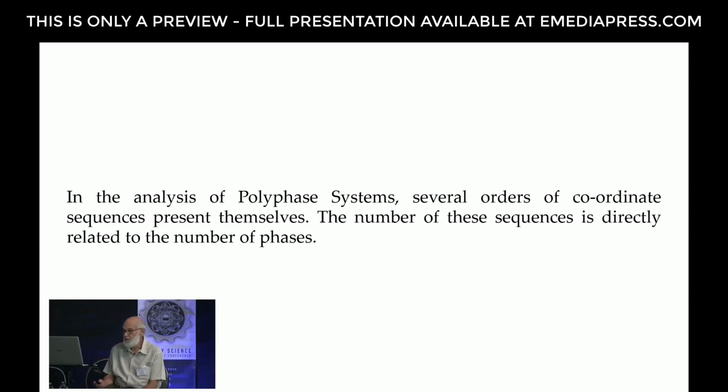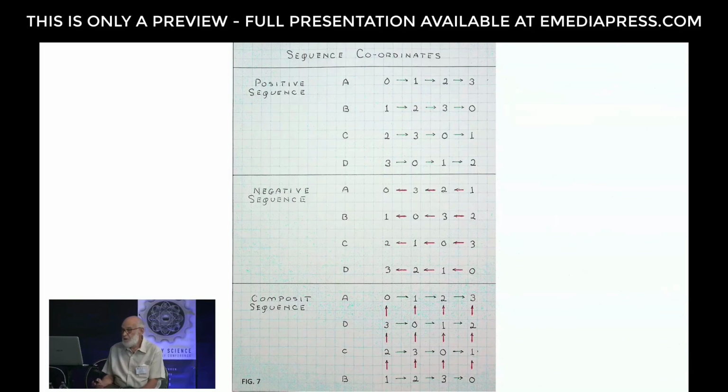In the analysis of polyphase systems, several orders of coordinate sequences present themselves. The number of these sequences is directly related to the number of phases. So the positive sequence goes 0, 1, 2, 3. Negative sequence goes 0, 3, 2, 1, and then so on for the following phases. So it's just incremented one step ahead or behind, depending upon what reference point you're looking at for each phase. And of course, it repeats itself after phase D. You're back at phase A.